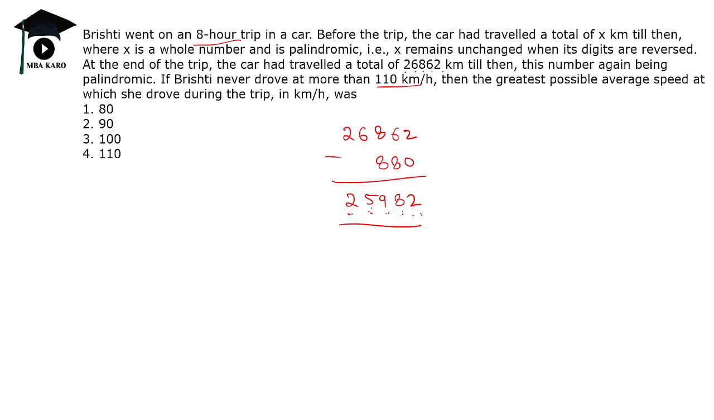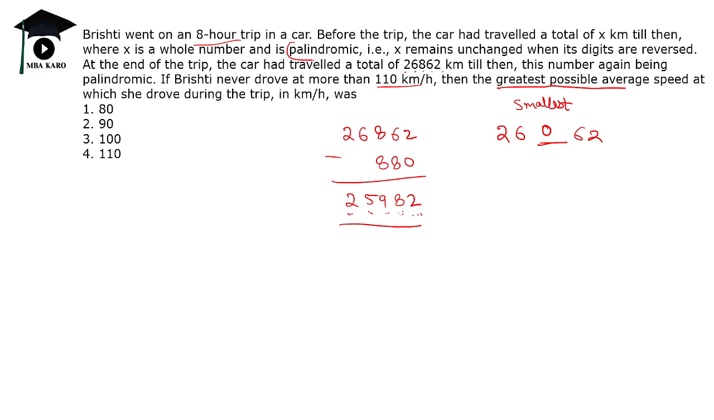Now, in 25,000, can we have a number that starts with 25 and ends with 52? Not possible, right? Because after 982 will come 99, then it will be 26,000. So basically, the number should start with 26 and end with 62. Now we need to find the greatest possible speed. We have to maximize her speed, so we need to find the smallest possible number. The smallest possible palindrome is 26062.